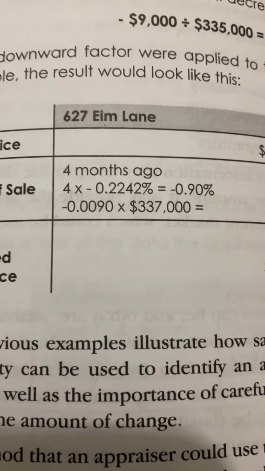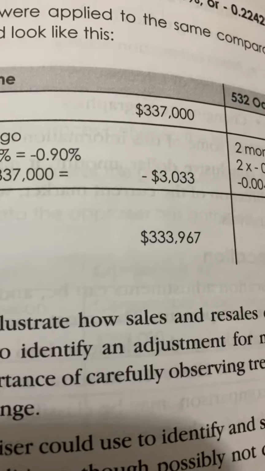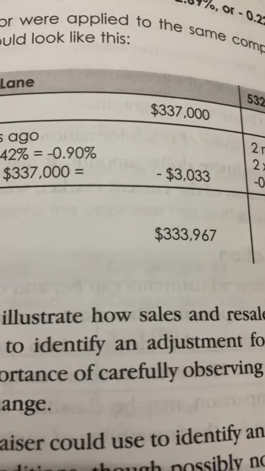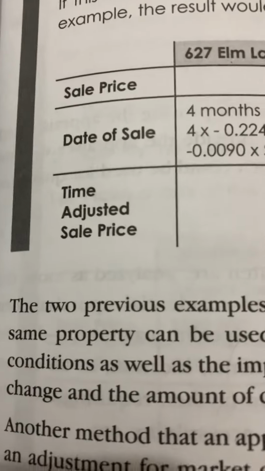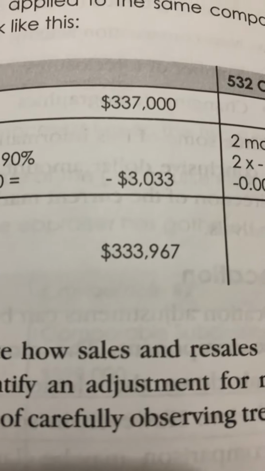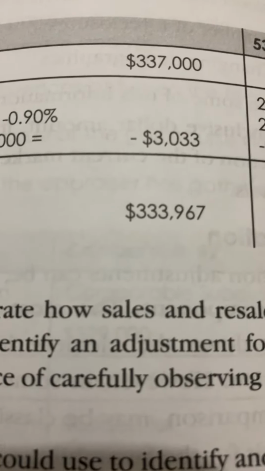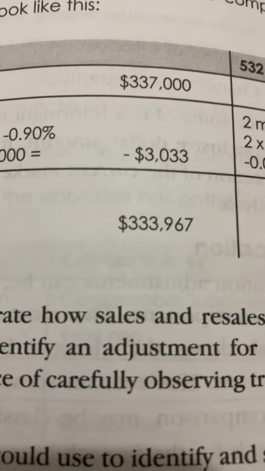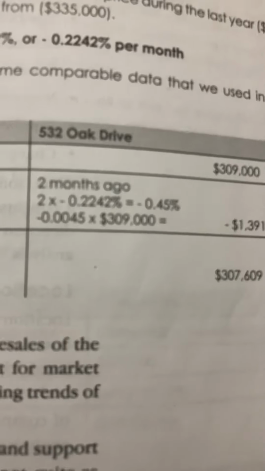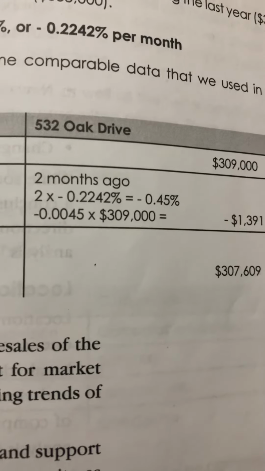You then move the decimal over 2 places to the left, giving you negative 0.0090, and you multiply that by that sale price of $337,000. That equals a negative adjustment of negative $3,033. Your time adjusted sale price now from the $337,000 minus $3,033 leaves you a final reconciled price of $333,967.